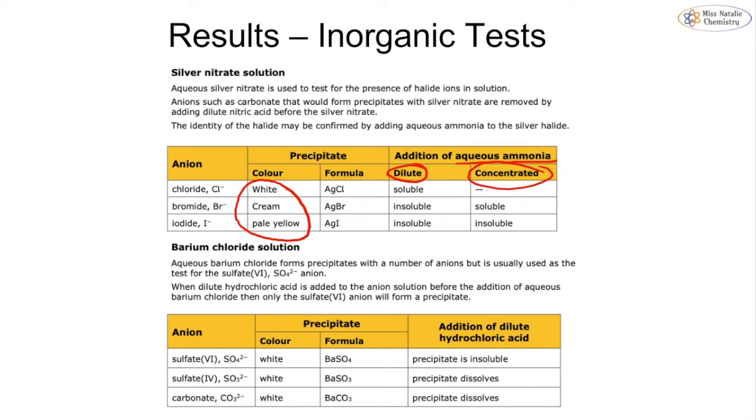We can also use the barium chloride test, and that tests for sulfates, where we get a precipitate of barium sulfate being formed, and even when we add hydrochloric acid, it does not dissolve. So again, these are ones that we've seen back in GCSE.